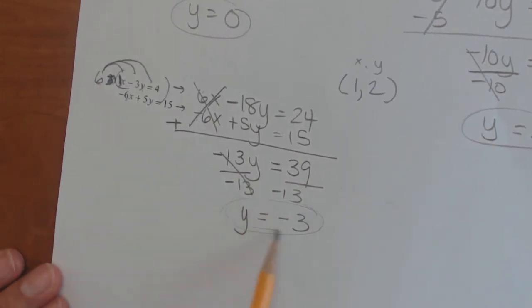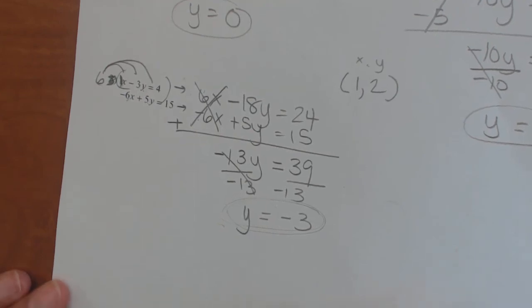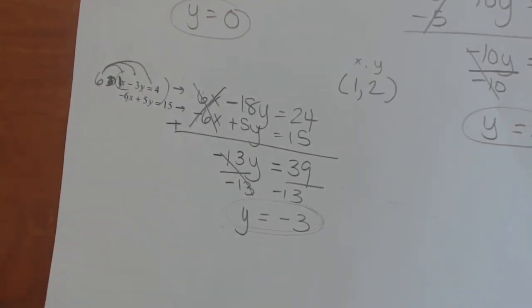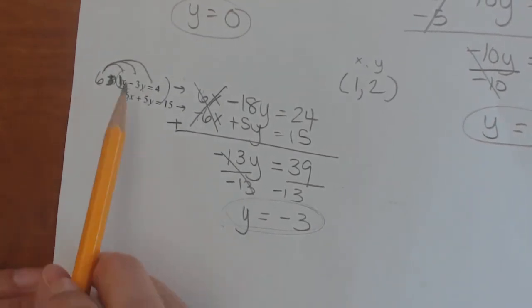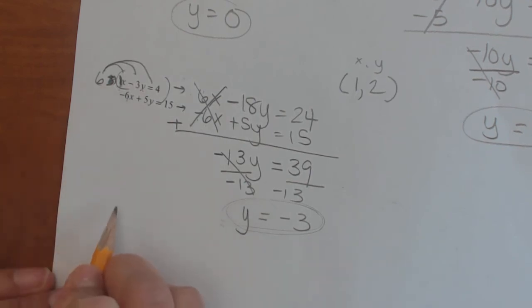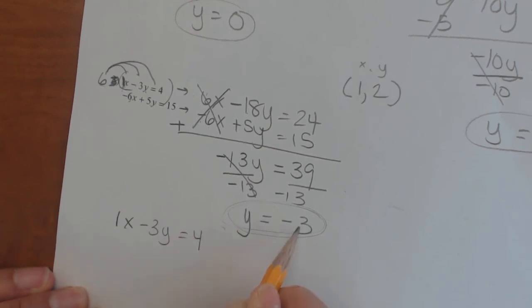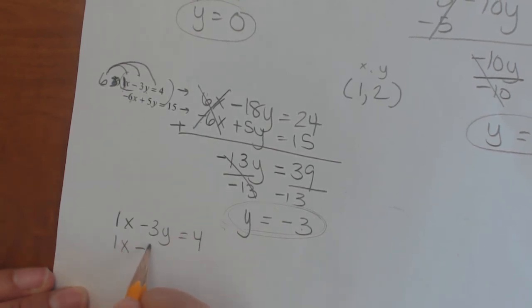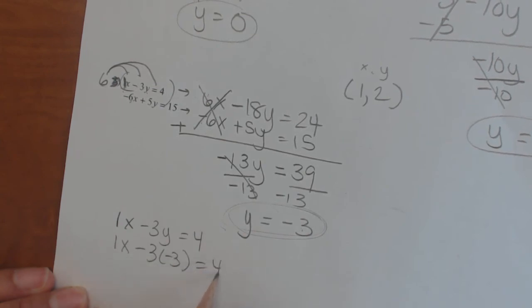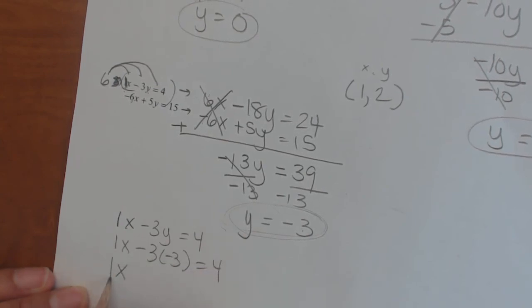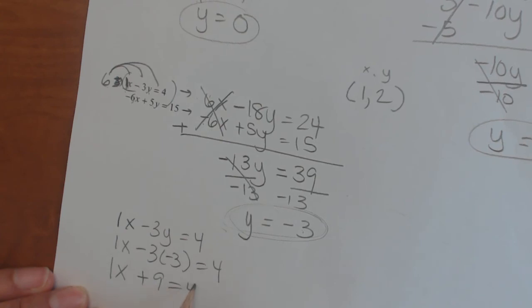So here we have my y now. Now be careful because the last ones we solved for x. This one we solved for y, and that's fine. Just depended on what term we needed to cross out. So now I'm going to go back to my original, the first original one, which was 1x minus 3y equals 4. I'm going to substitute my negative 3 in for my y, so 1x minus 3 times negative 3 equals 4. So 1x plus 9 equals 4.